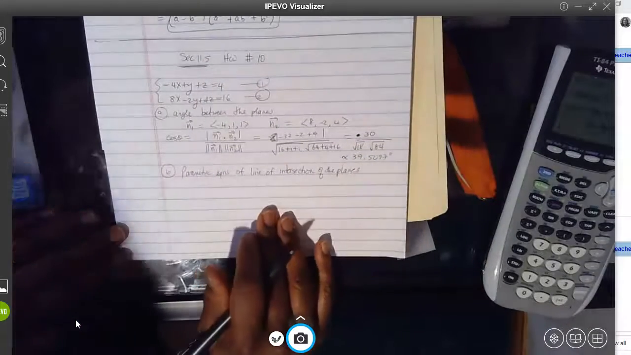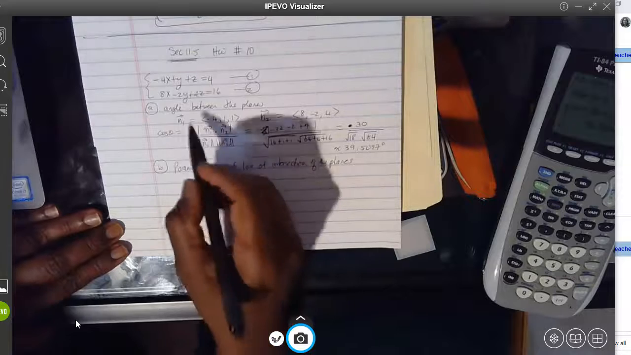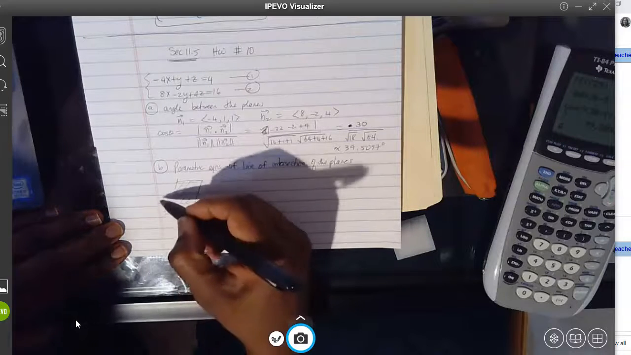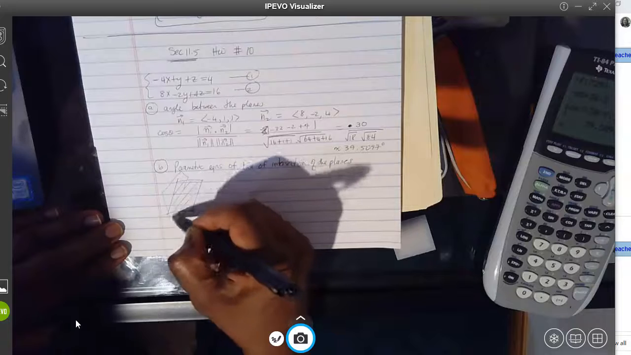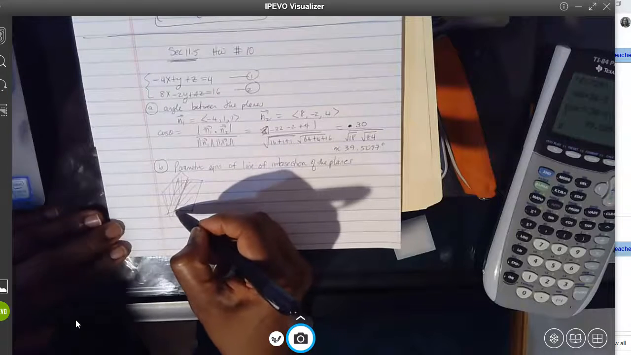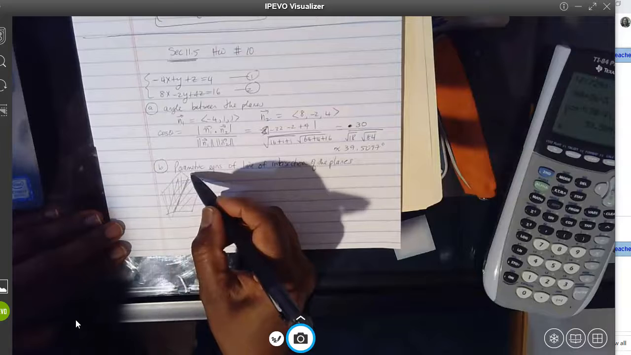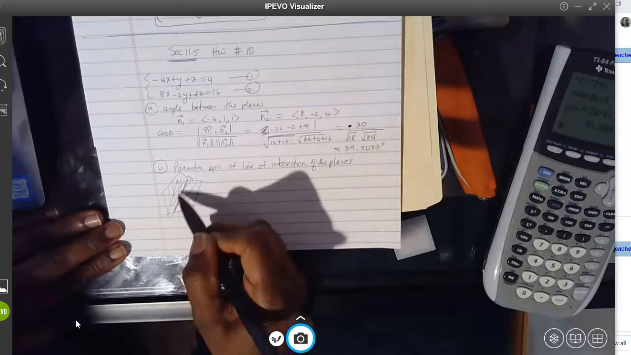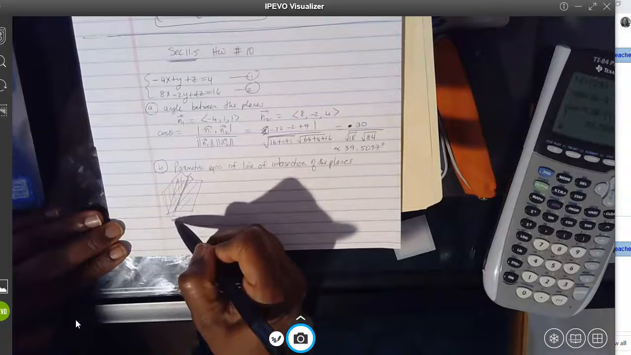This is the part that I was getting emails about. So basically you have two planes. Let's pretend this is one plane here, and then you have another plane going like so. Kind of like if you have the binding of a book and there's two pages. You found the angle. Now you need to find the equation of the line of intersection.